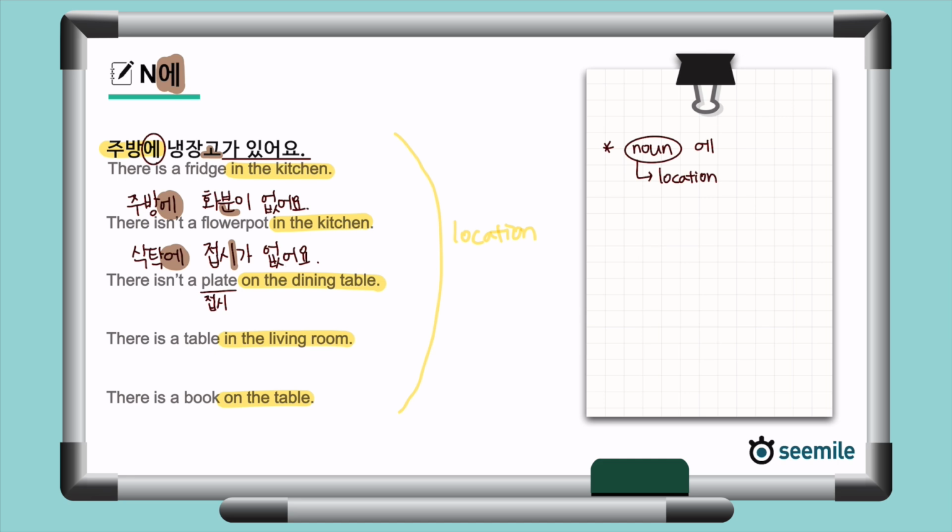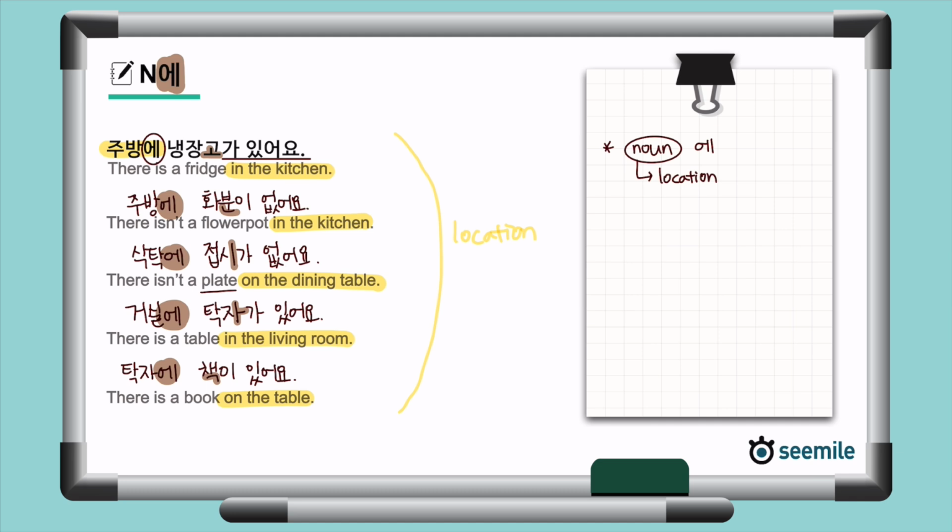There isn't a plate on the dining table. 식탁에 접시가 없어요. There is a table. 탁자가 있어요. There is a table in the living room. 거실에 탁자가 있어요. There is a book. 책이 있어요. There is a book on the table. 탁자에 책이 있어요. Can you recall some features of postpositional particles like 에, 는, etc.?